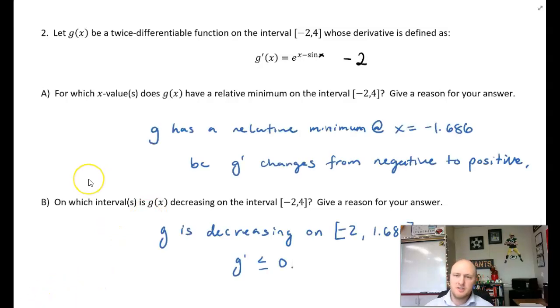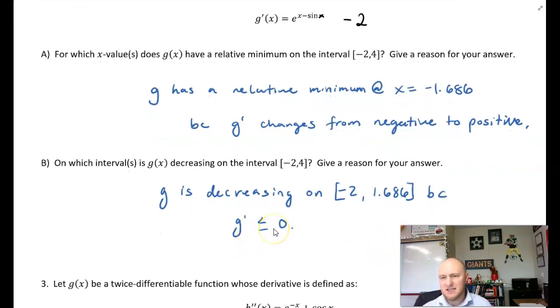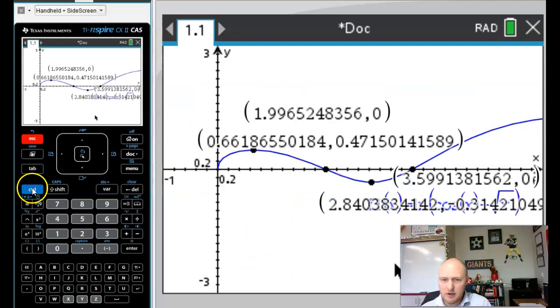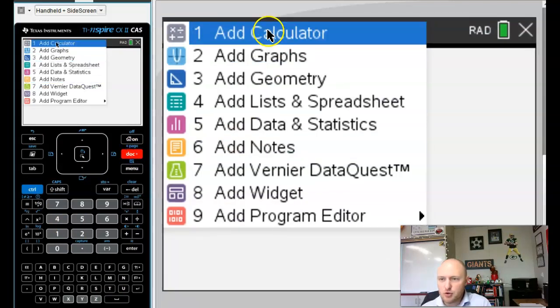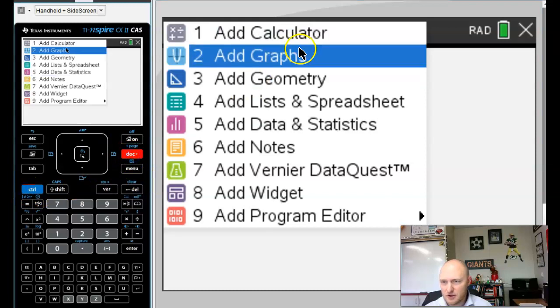All right, here are the solutions to example number 2. g has a relative minimum at x equals 1.686 because g prime changes from negative to positive. And g of x is decreasing on the interval -2 to 1.686 because g prime is less than or equal to 0. Now, how we determined this, again, was we used our calculator. We went ahead and opened up a new calculator. As soon as you switch problems or you're starting to get too cluttered on a graph, I recommend opening up a new graph.